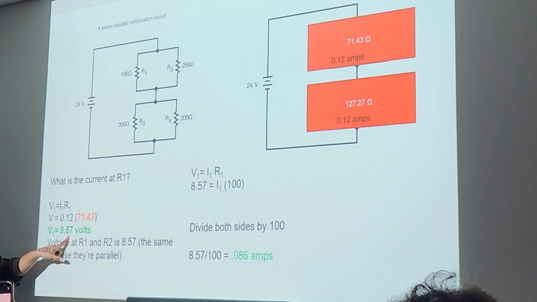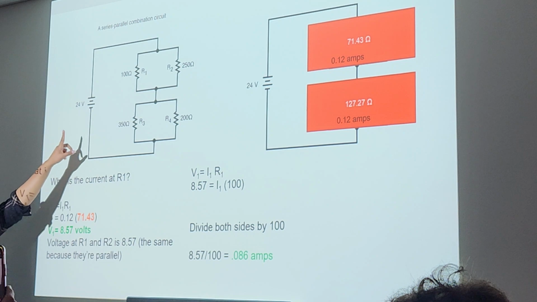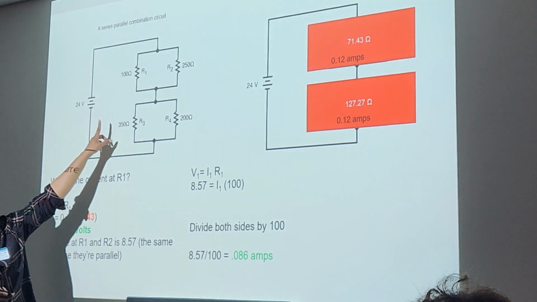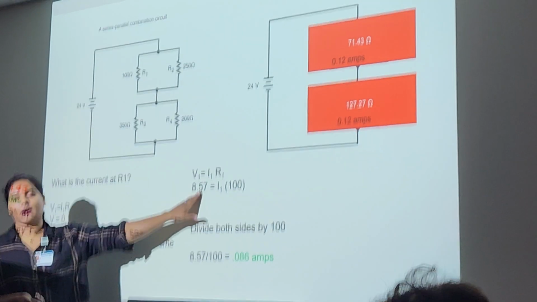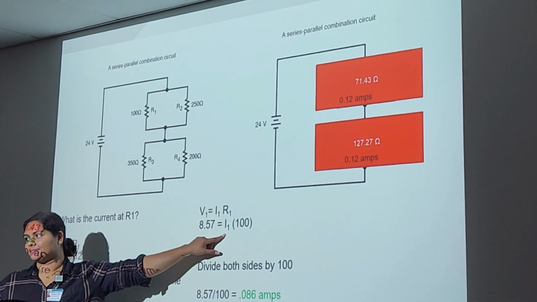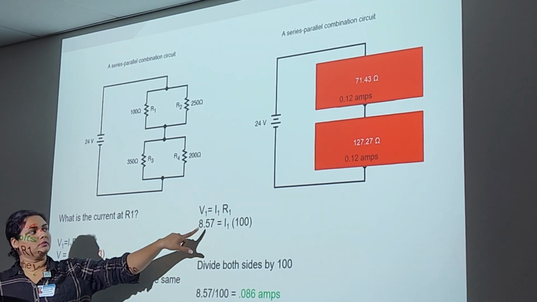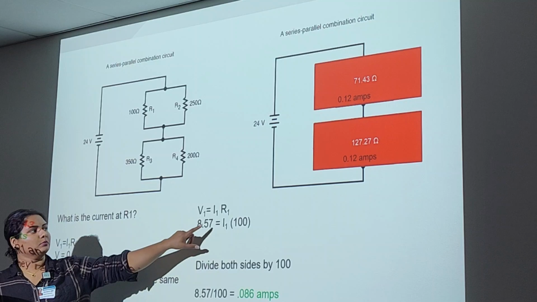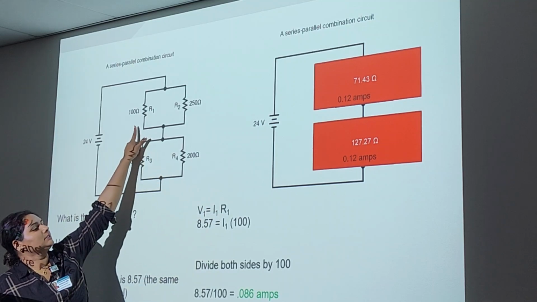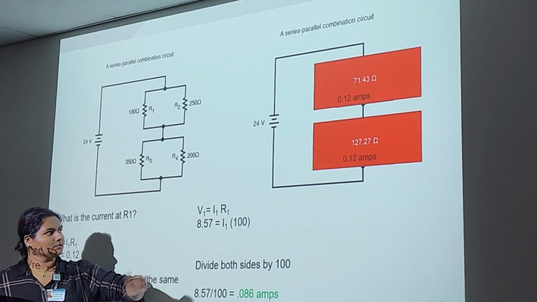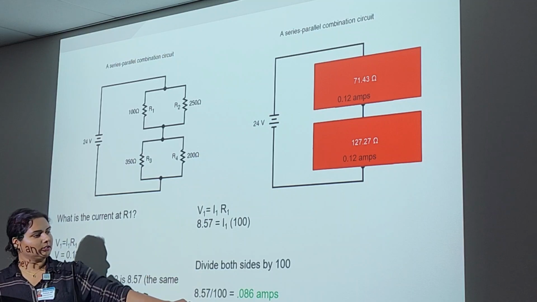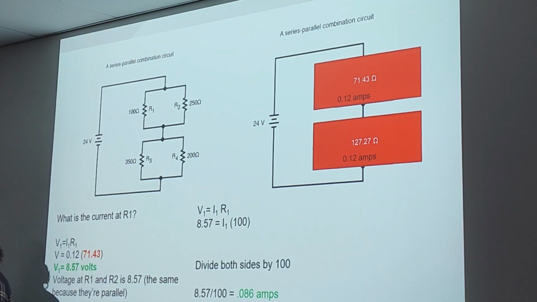So now that we know the voltage at R1, we can use our V equals IR formula again to find our individual current. So we know our individual voltage is 8.57, and what is the resistance at R1? 100. So you divide both sides by 100. 0.86 amps is your current at R1.